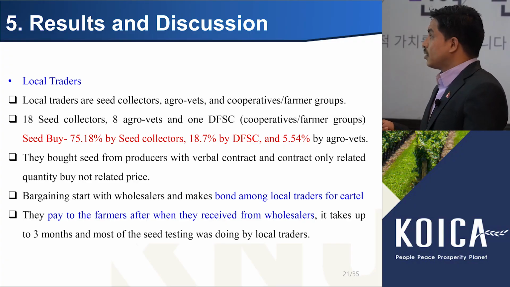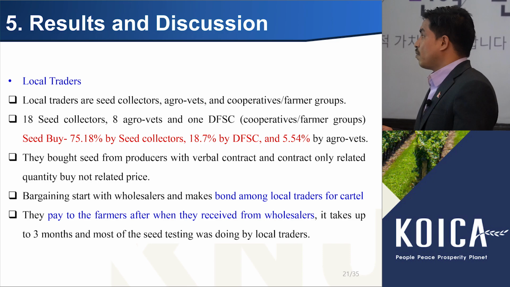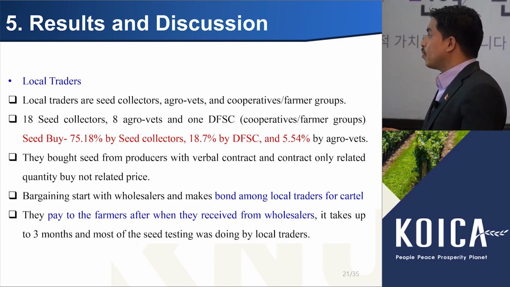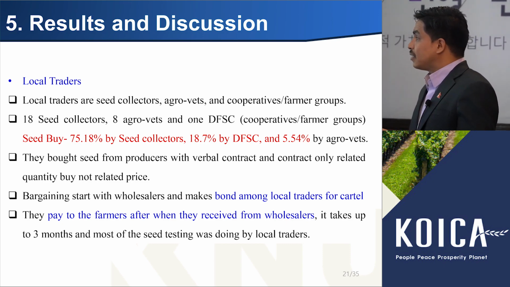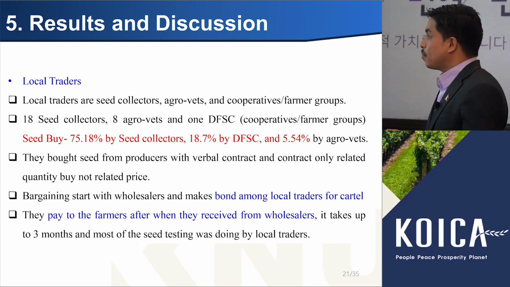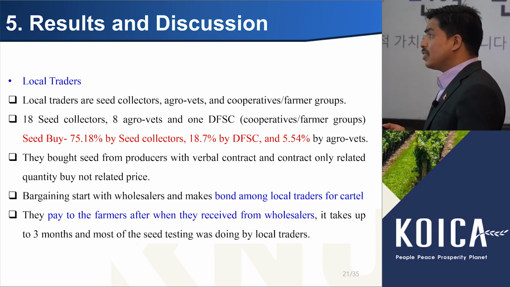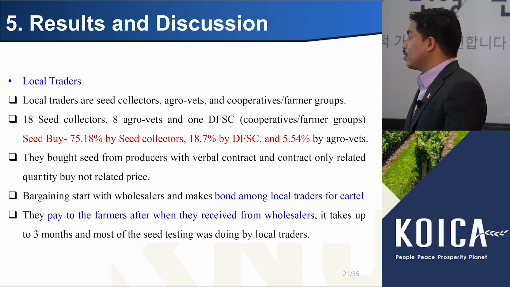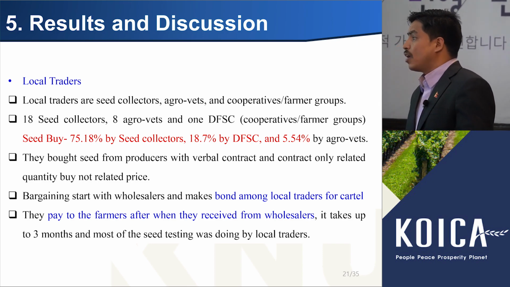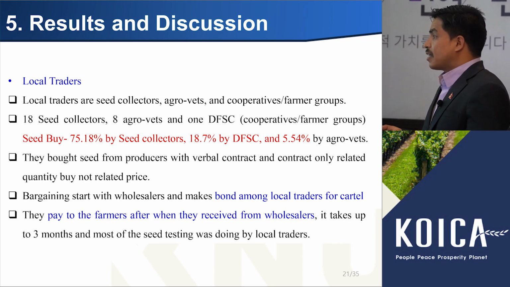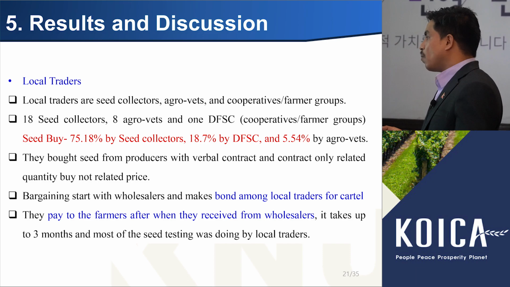The local traders are seed collectors, agrovets, and cooperatives of farmer groups. Seed collectors are 8 agrovets and 1 cooperative farmer group. They hold the seed by 75.18%, as I already mentioned, and they buy the seed from producers through a verbal contract, which is only related to quantity, not price. Bargaining starts with the wholesaler, and they make a bond among local traders for a cartel.